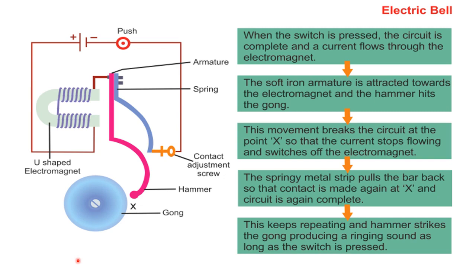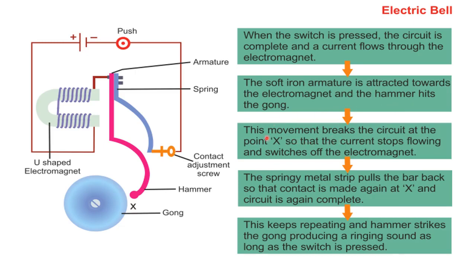Once again, let us quickly reiterate how an electric bell works. When the switch is pressed, the circuit is complete and a current flows through the electromagnet. Students, keep on looking at the components of this electric bell as shown here. After that, the soft iron armature is attracted towards the electromagnet and the hammer hits the gong.